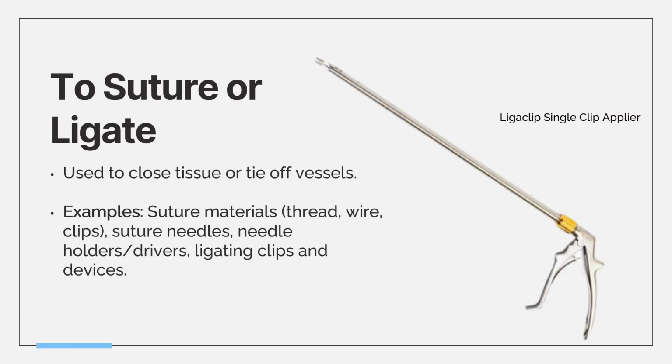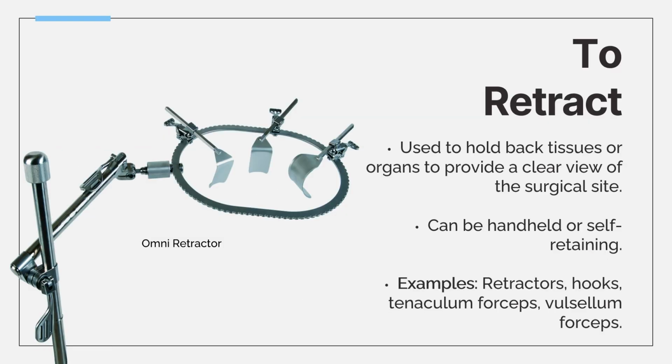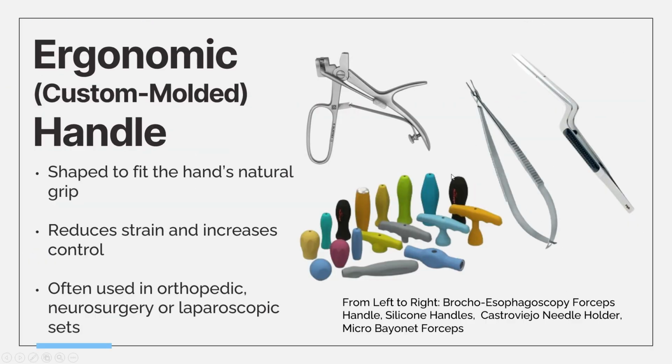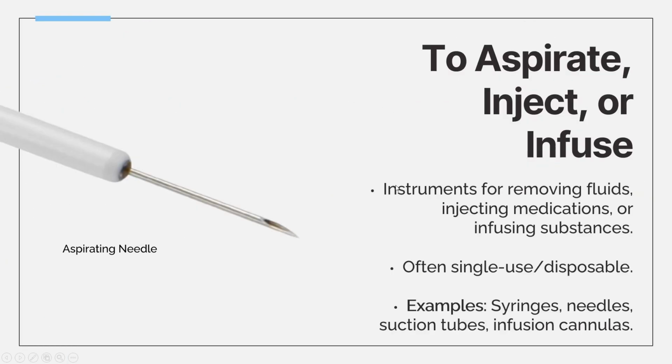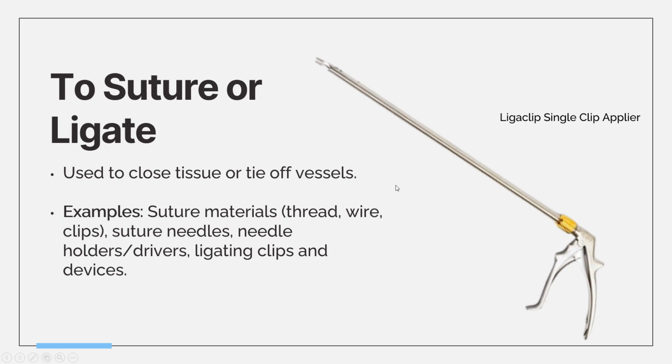And next, we have instruments that suture or ligate. Suturing instruments and ligatures are used to close wounds or tie off blood vessels. Some example instruments used a lot are needle holders. They are clamps used to securely hold needles during suturing, with types like Mayo-Hegar or the Castroviejo that I've shown earlier. Anything with the words needle holder in their names is very much capable of suturing and holding needles.